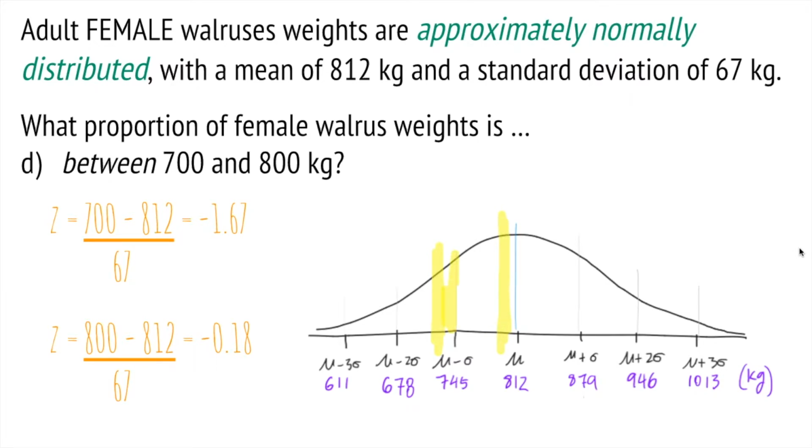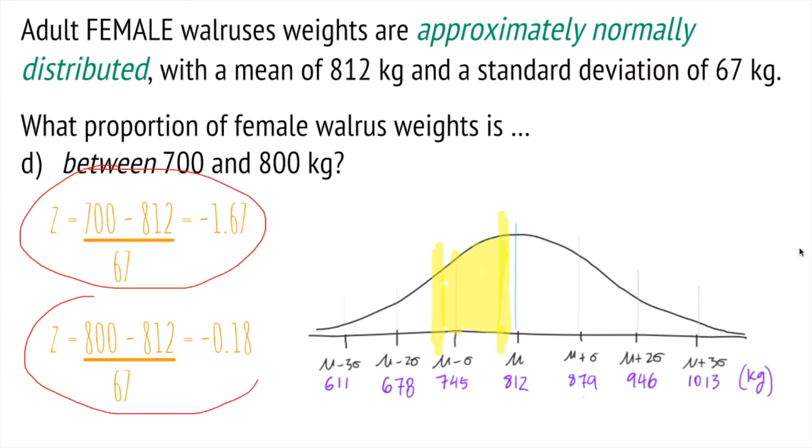When we're shading, it doesn't need to be perfect. The idea is just to make sure later when you get your answer that it makes sense with what you shaded. So now that I've seen that, I'm going to go ahead and find my two z-scores, and I'm doing that for each number. So I found a z-score for 700, and then I found a z-score for 800, and I did that separately. My z-score for 700 was negative 1.67, and then my z-score for 800 was negative 0.18.